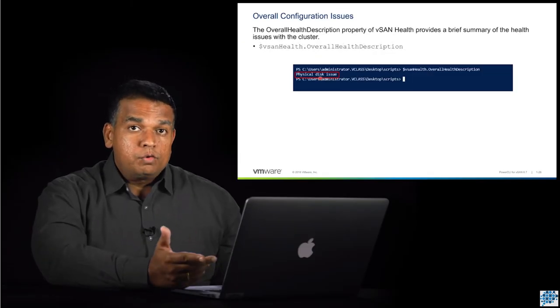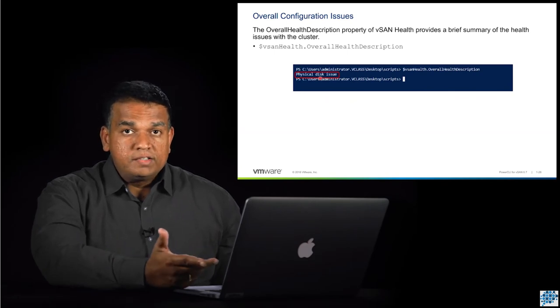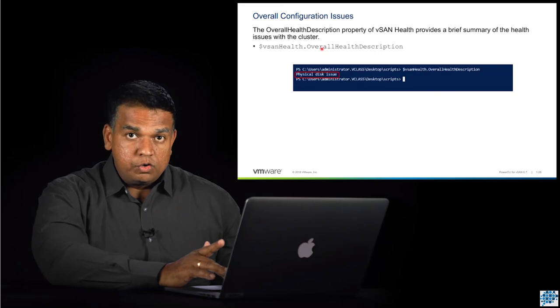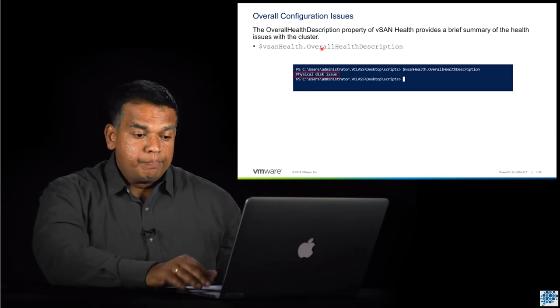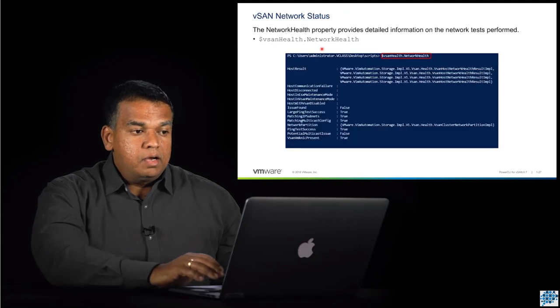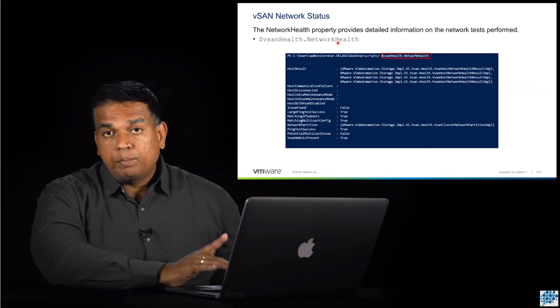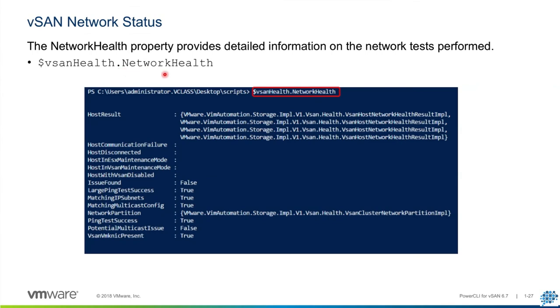So if you just want to know at the overall level what is the issue, then it is better to run this command. It will give you an idea of what is wrong, whether it's a network issue or a disk issue or both of those. Second, we can also look directly at the network health. So we have a separate property called network health. So here I'm running vsanHealth.NetworkHealth.